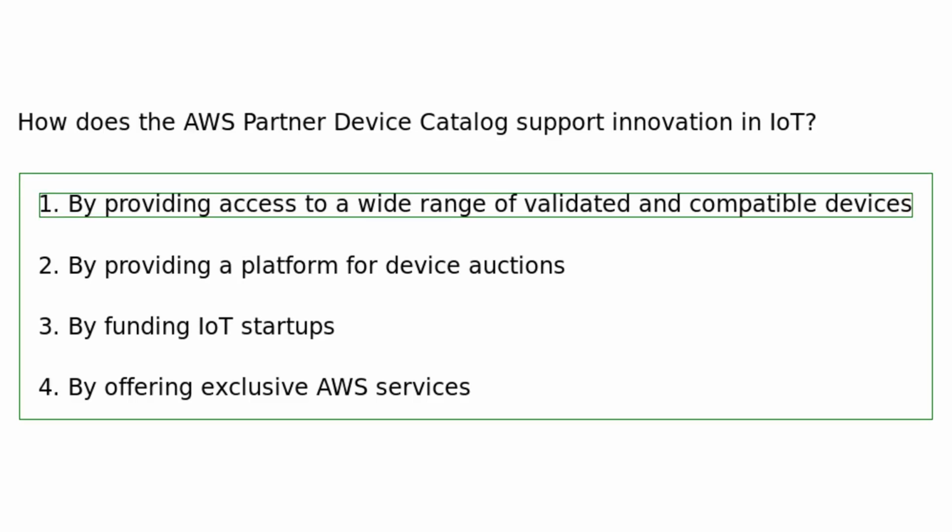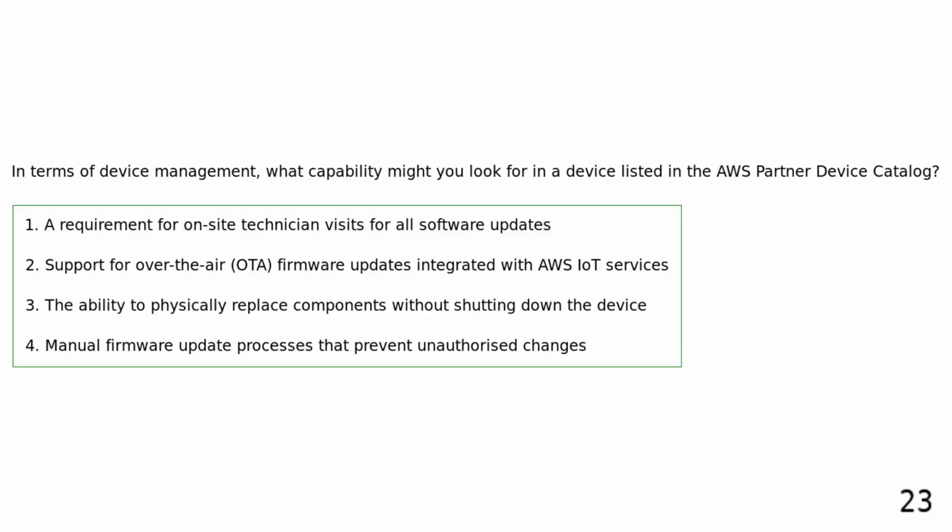The catalog supports innovation in IoT by providing access to a wide range of validated and compatible devices, facilitating new solution development. In terms of device management, what capability might you look for in a device listed in the AWS Partner Device Catalog? A requirement for on-site technician visits for all software updates. Support for over-the-air firmware updates integrated with AWS IoT services. The ability to physically replace components without shutting down the device. Manual firmware update processes that prevent unauthorized changes.